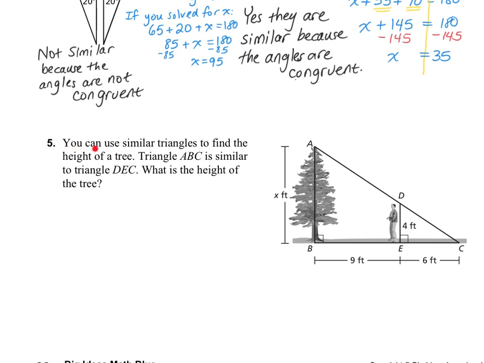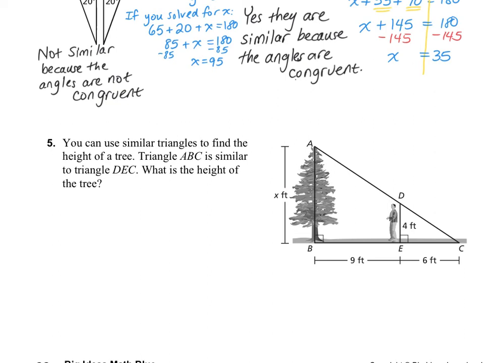For the last problem, you can use similar triangles to find the height of a tree. Triangle ABC is similar to triangle DEC. So here we have ABC is the big triangle, and that is similar to DEC, which is the small triangle. So what is the height of the tree? We're trying to find out what x is.